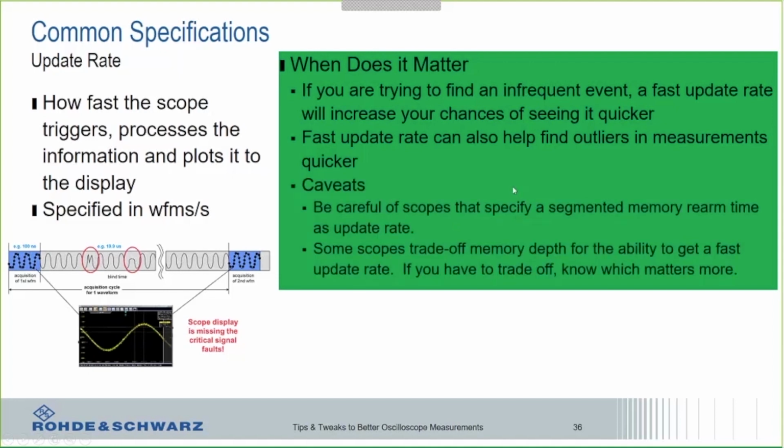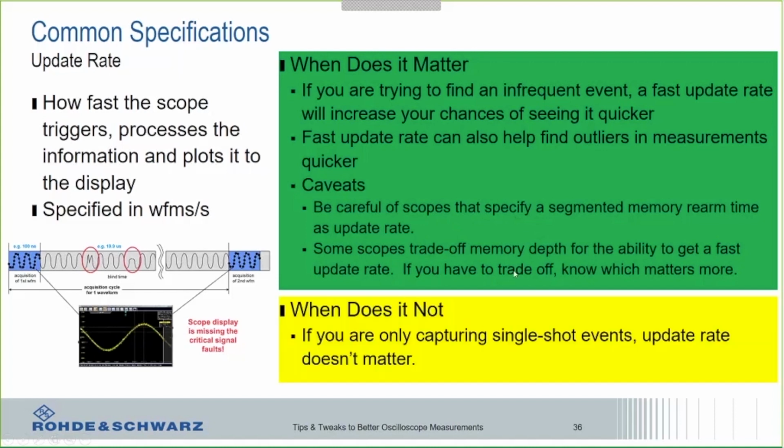Some scopes will specify a segmented memory rearm time as an update rate. It's not quite the same thing. Update rate is really when it's displayed, or plotted, to the oscilloscope display. And then some scopes will trade off memory depth for the ability to get a fast update rate. Just know, if you have to trade it off, know which one matters more to you. Is it more important to have that fast update rate, or is it more important to have deep memory?